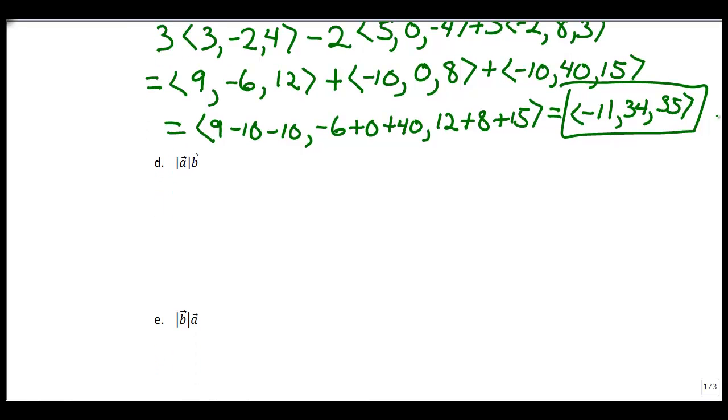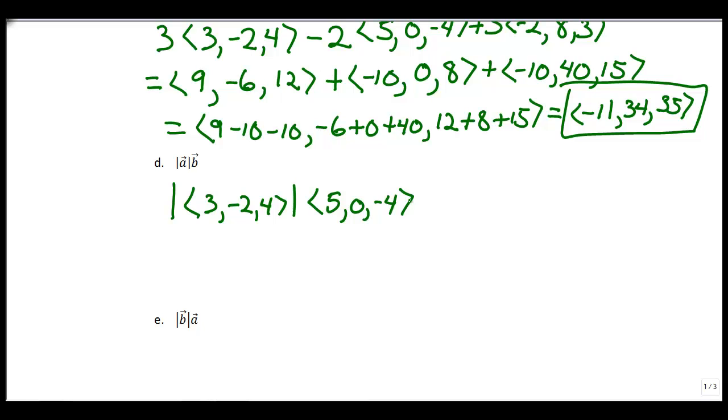Okay, another one here. We've got this symbol here. Now the vertical bars, it looks like absolute value. That's really magnitude here. So we're going to do the magnitude of the vector A, 3, negative 2, 4, times the vector B, which was 5, 0, negative 4. Now, the magnitude is going to give us a scalar, a constant, and it's just going to multiply through by each of these components.